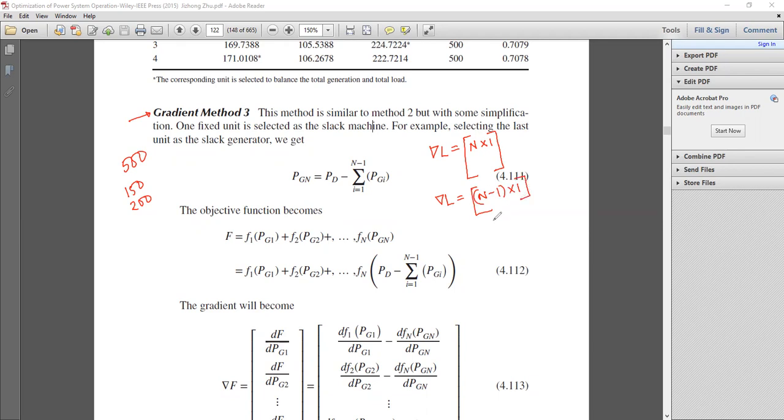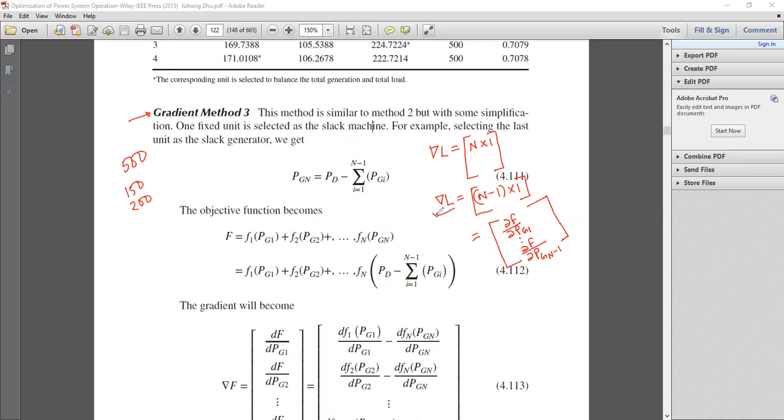So that means in my gradient, if I have n number of generating units, what I would do is calculate ∂F over ∂PG1 up to ∂F over ∂PG(n-1). No lambda and one unit less. Not all the units will appear here. One less unit will appear here. Up to this is clear.